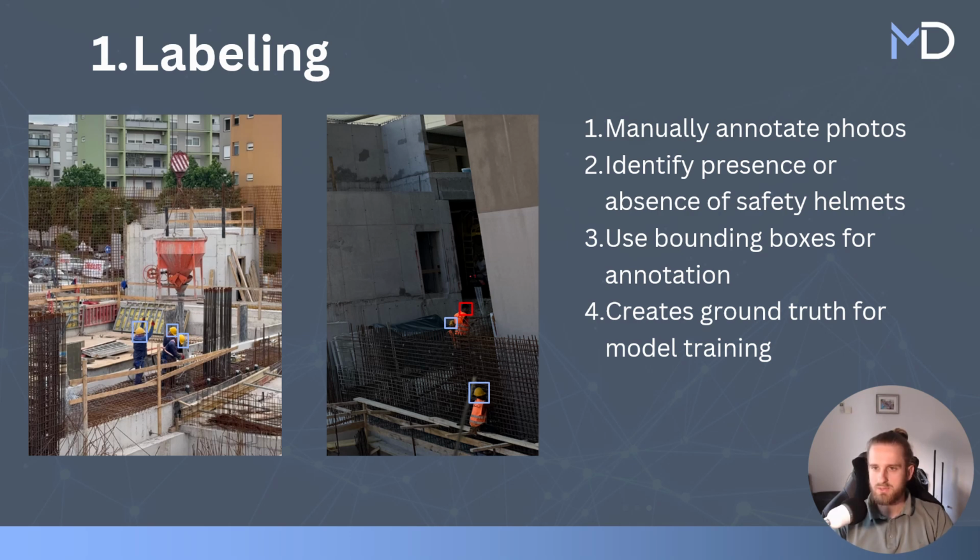This labeled dataset becomes the ground truth that the model will use to learn what is correct behavior. And why is this important? This is important because if the labeling is poor, the model will learn the wrong things. Accurate annotations are critical to building a reliable AI system.